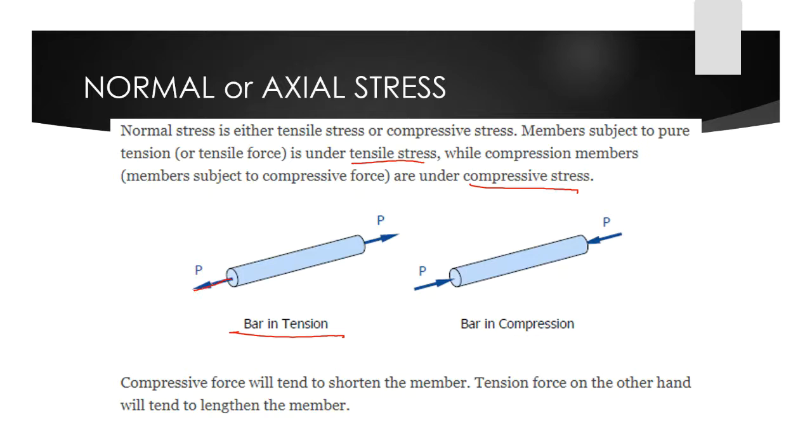So there are forces that are pulling the object, whereas in compression there is a force that is compressing the object. So compressive force will tend to shorten the member. If you notice, if you push this one, if there's force applying to the bar or to our object, our object will tend to shorten. And for the tension, it's just like pulling an elastic rubber band, so it would also elongate.